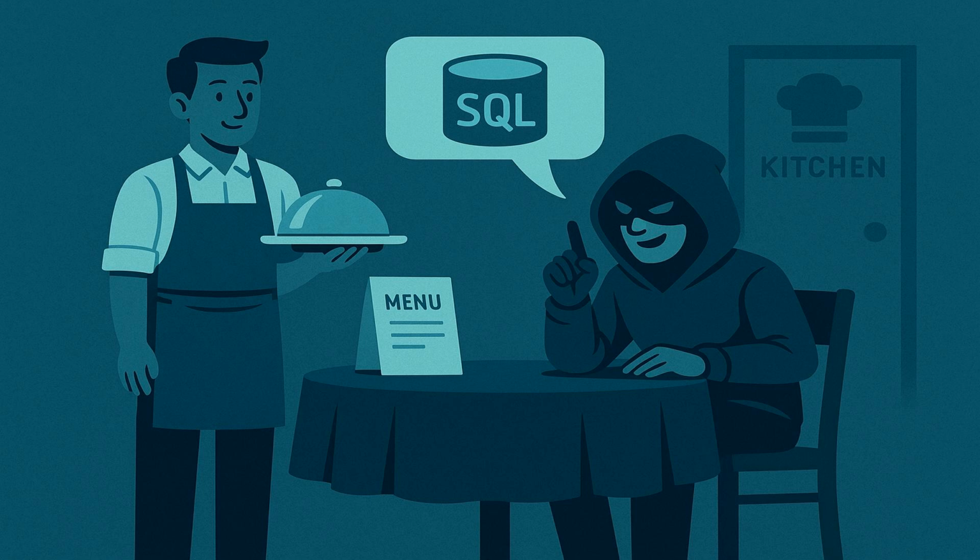Imagine you're at a restaurant, and instead of ordering food, you whisper a secret command to the chef that lets you sneak into the kitchen. SQL injection works the same way, with a sneaky hacker inserting malicious code into a website's database query to make it do things it wasn't meant to.